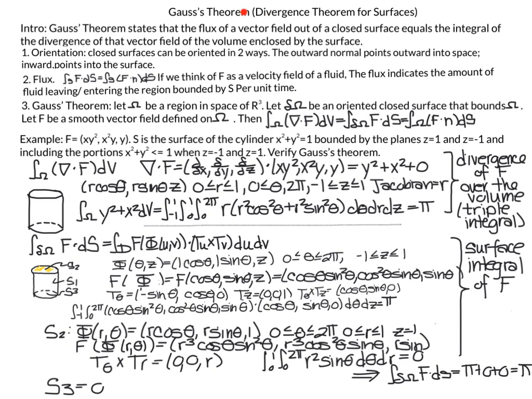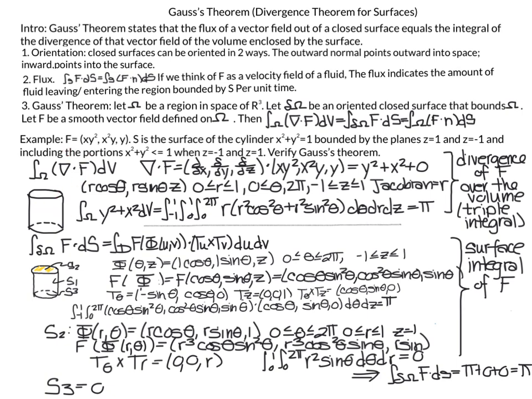Looking at this physical interpretation, it says the flux of a vector field out of a closed surface. So that's this here. This is also known as flux. So the flux, the flow out of this closed surface, equals the integral of the divergence of that vector field over the volume enclosed by the surface. And that's here. This is the divergence out.